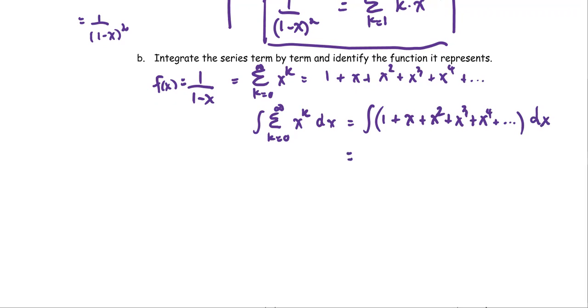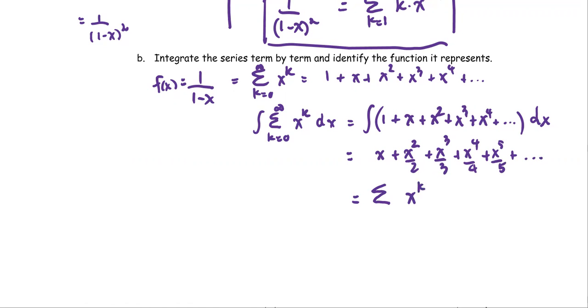After integrating term by term, the first term we get is x, next we get x squared over 2, x to the third over 3, x to the fourth over 4, x to the fifth over 5, plus, and so forth. And we write this as a summation, or the series form, as the summation of x to the power k plus 1 divided by k plus 1, k starting from 0 to infinity, and then added by the constant C. We obtain the series form.